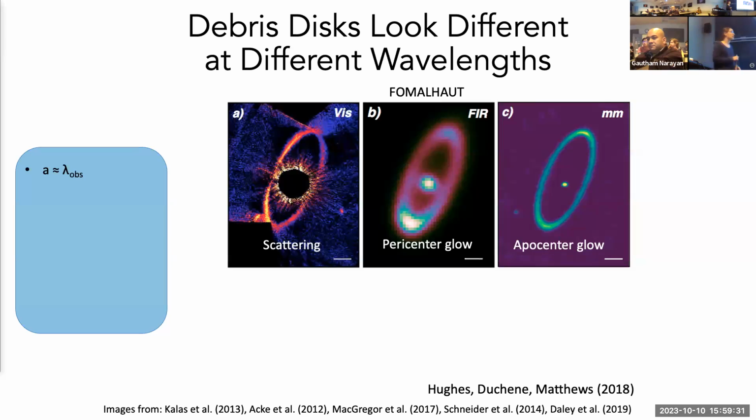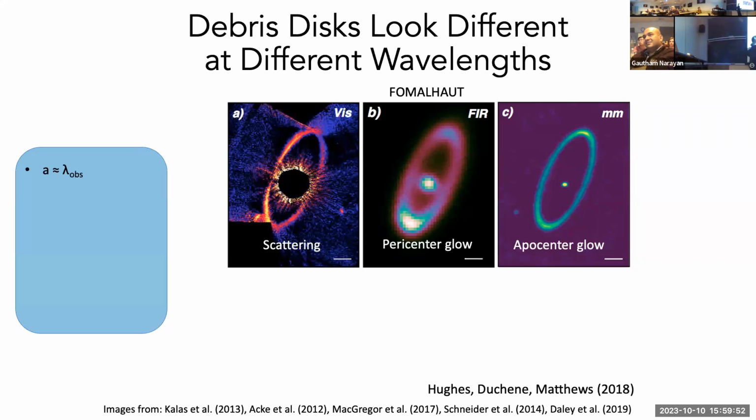One is that debris disks look different at different wavelengths. There are a couple of reasons for that. One is that different emission mechanisms operate at different wavelengths. So, for example, these are 3 images of the debris disk around Fomalhaut at visible, far infrared, and millimeter wavelengths. Oh, I should really swap out the JWST image. It's time to do that. It's time to put JWST here.